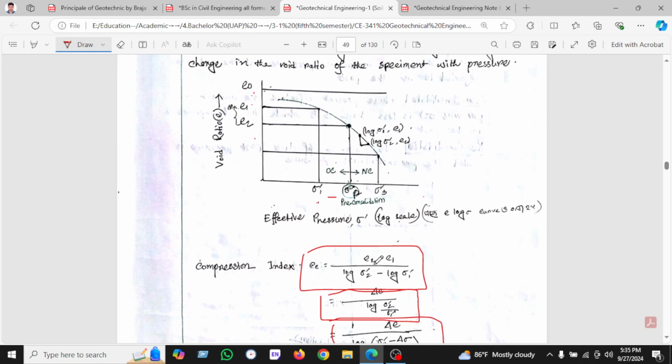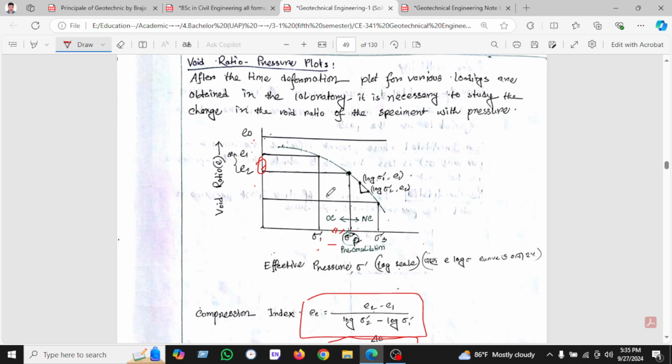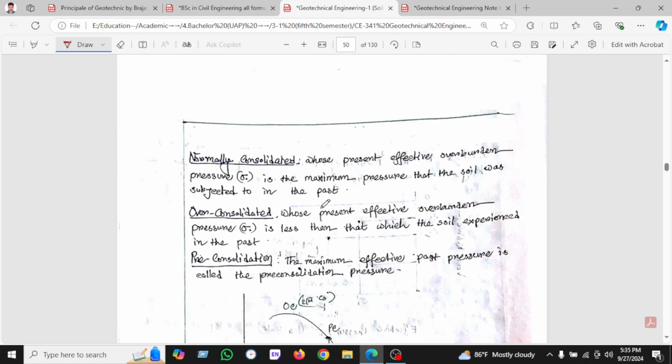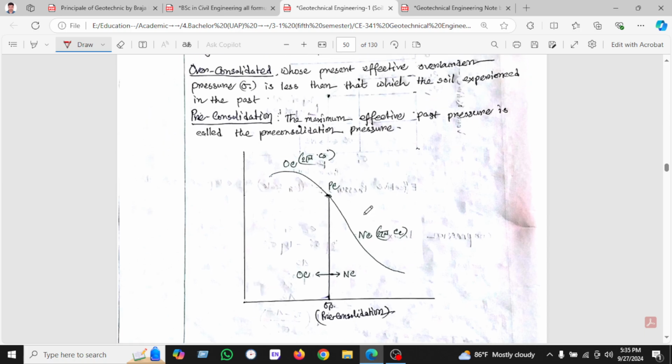So Cc is e1 minus e2, that means this portion only, divided by log of sigma 2 over sigma 1. There is a sigma 2 minus sigma 1, that means this portion. So we call this the compressibility index Cc. So here we can see normal consolidation, the definition we have seen here.